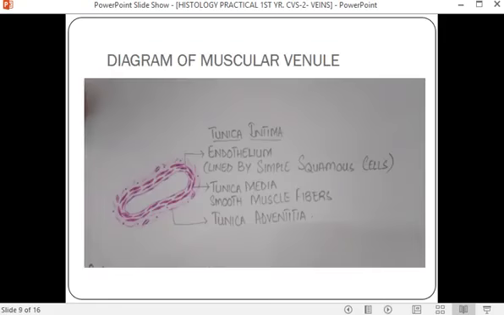And this is the diagram of a muscular venule. The innermost layer is tunica intima, which is composed of endothelium. Endothelium is lined by simple squamous cells. Beneath the endothelium, tunica media is present: 2 to 3 layers of smooth muscle fibers, and then tunica adventitia, where a small amount of connective tissue fiber is present.